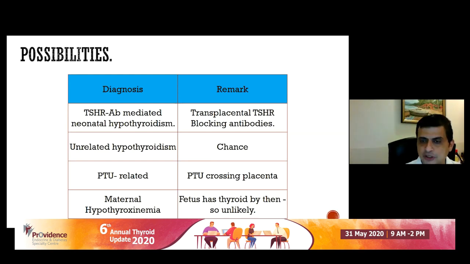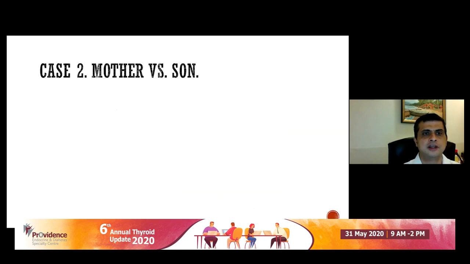So the baby had hypothyroidism because of maternal TSH receptor blocking antibodies, and that hypothyroidism was transient or temporary because the antibodies disappeared after some time. So that's a likely explanation here. So I've come to my second case, which I called mother versus son, whose thyroid functions did not agree. The reason for this was probably that the mother had TSH receptor stimulating antibodies, which later changed to TSH receptor blocking antibodies, which crossed over the placenta and gave the baby hypothyroidism.